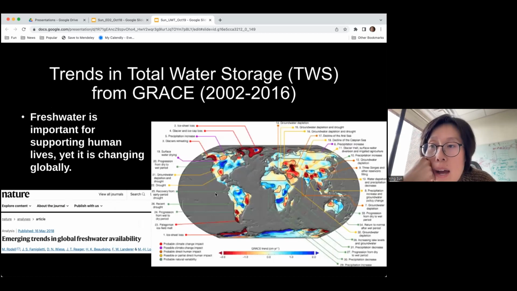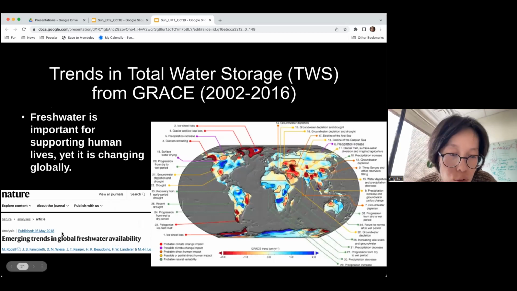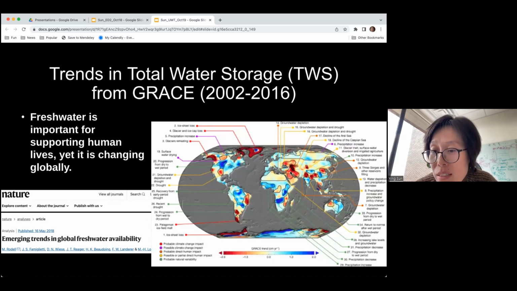Why are we interested in this issue? This is motivated by a paper published, I think, back in 2018. This is a classical paper that identifies the global hotspots and cold spots of total water storage from the GRACE satellite in the past couple of decades. So here you can see the mechanisms are identified and summarized with these different arrows, and also denoted with different uncertainty or confidence levels.